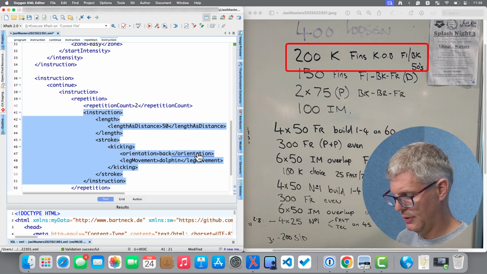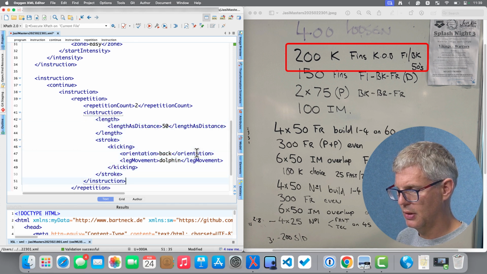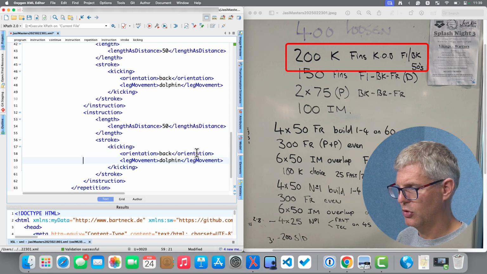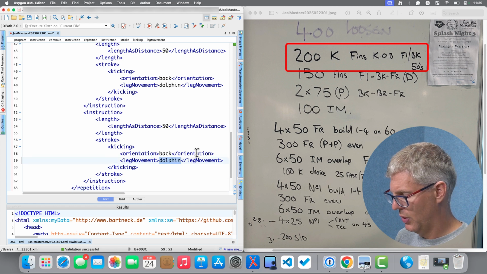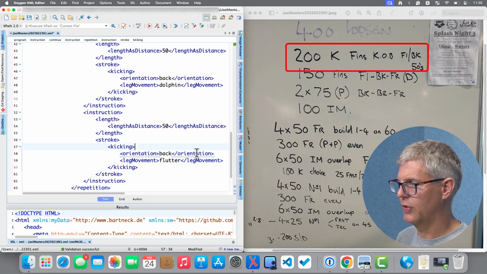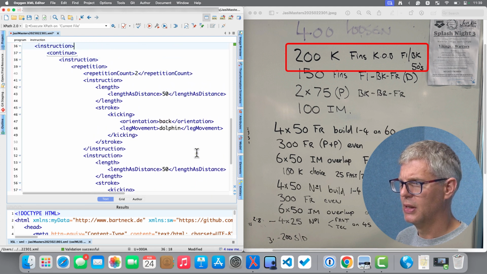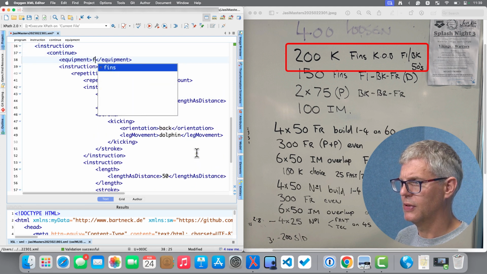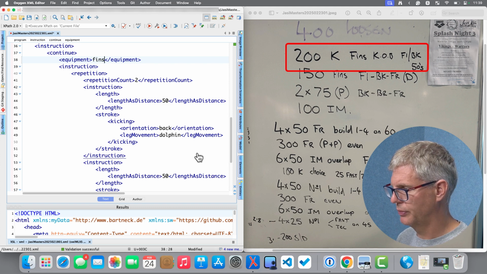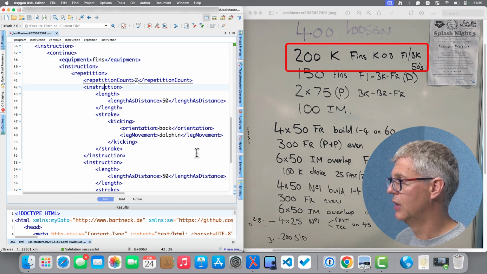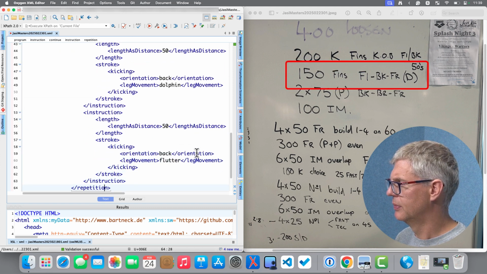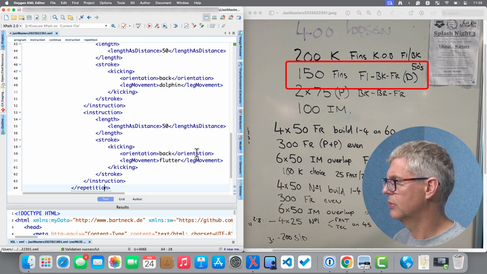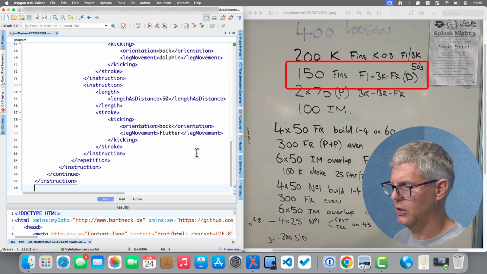So let's repeat this, and instead of dolphin we have flutter. So far so good. Now the only thing missing is our equipment, fins. So far so good. And we keep our fins on with some drill.